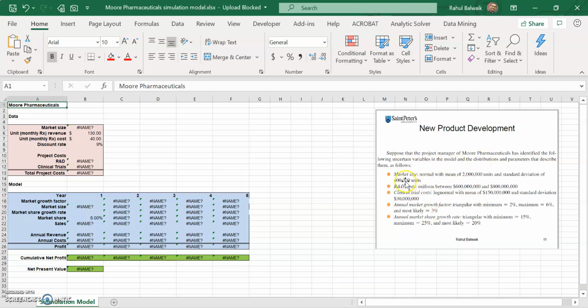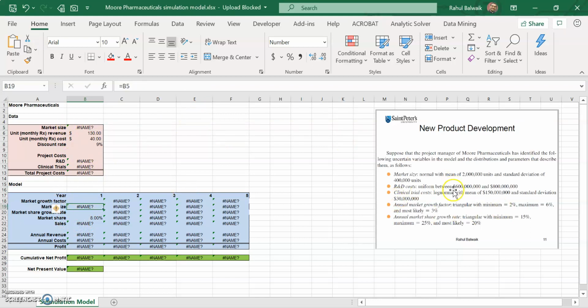Okay, so the very first assumption that is made is that the market size is considered to have a normal distribution with a mean of 2 million units and a standard deviation of 400k units. Hence the market size is basically a normal distribution with 2 million units as the mean and a standard deviation of 400k units, right? So that's the market size, and that's the exact same value that we see over here, which is the B5.